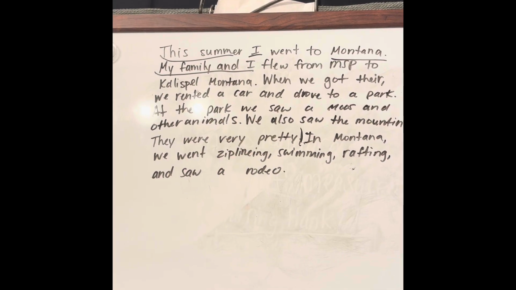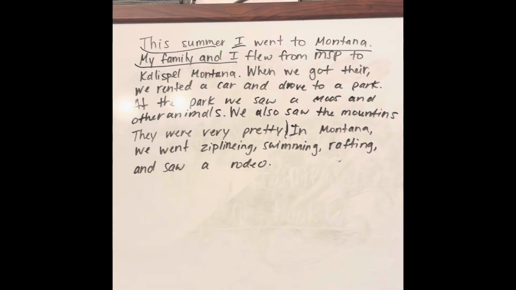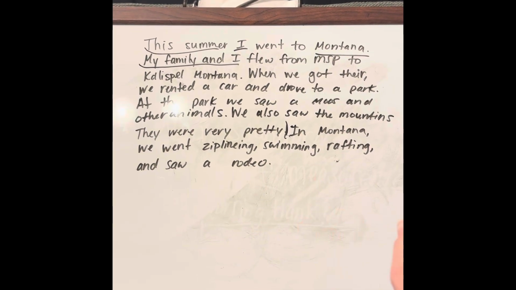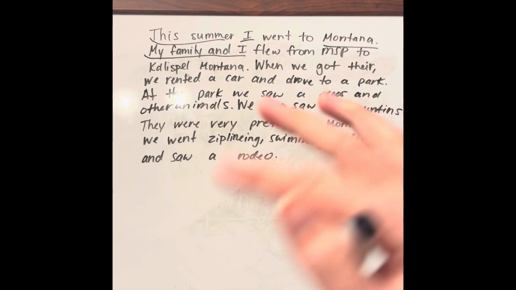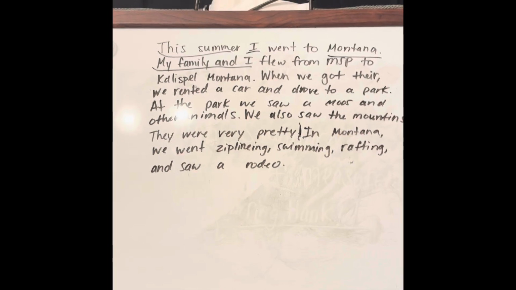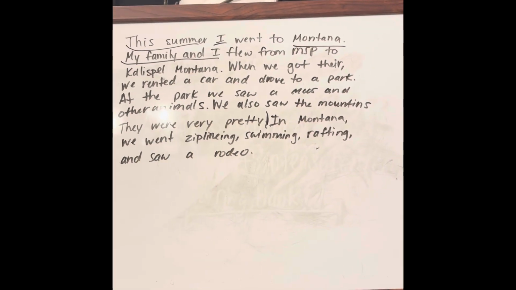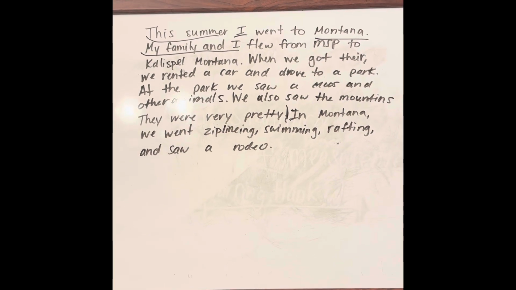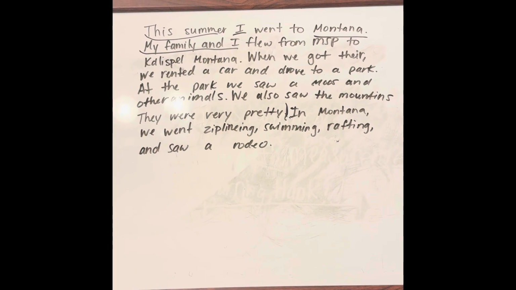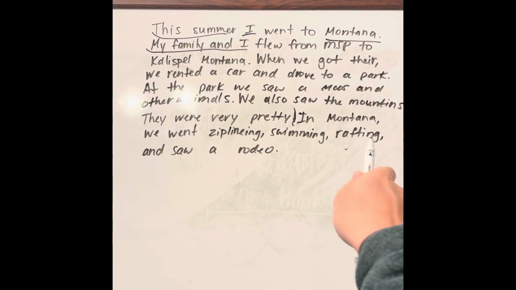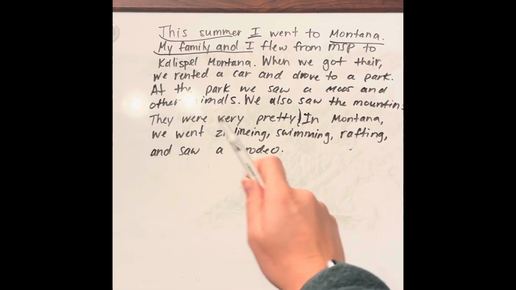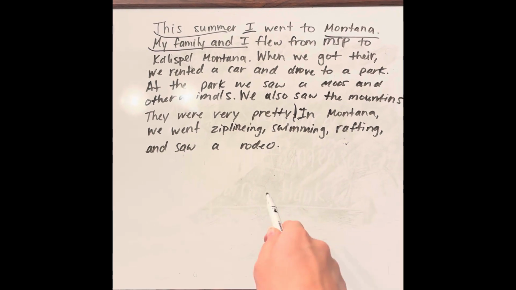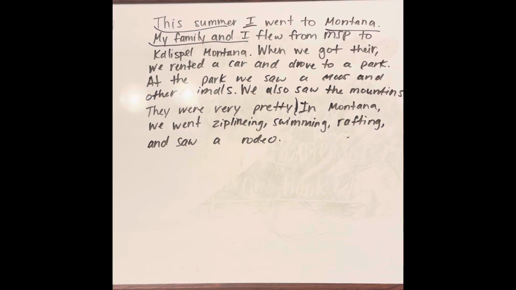The thing this story really lacks is an ending. Okay, I end this story right now by saying in Montana, we went ziplining, swimming, rafting, and saw a rodeo. And then I kind of just stop. Okay, so I'm leaving out other details about what else did we do, or how did we get home, or how long did that story last. So what I need to do is go back in and add in a bit of an ending. So what I'm going to do is pick this sentence, In Montana, we went ziplining, swimming, rafting, and saw a rodeo. And I'm going to pick one of those events to describe a little bit more, and then I'm going to tell you guys how we got home. So I'm going to quickly add that to my story.